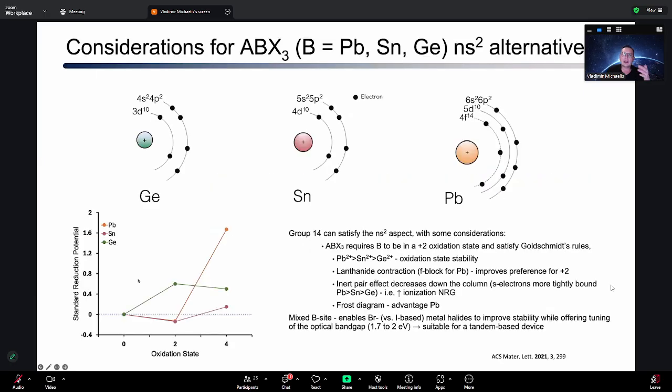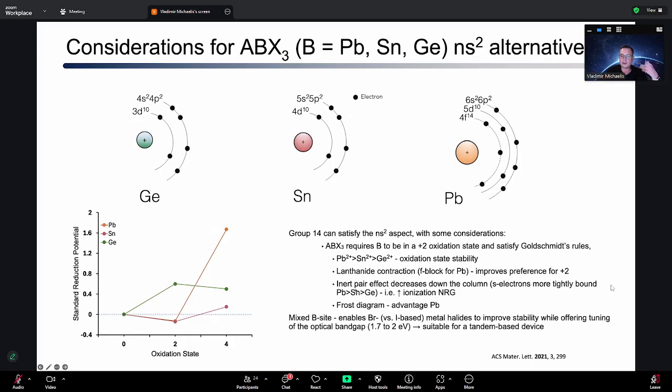If we look at lead, tin, and germanium as an ns2 type system, you can tell quickly that you have these 3d and 4d orbitals, but lead is a little bit unique. You have the f orbitals as well, so you have this lanthanide contraction aspect from the f block. This improves the 2+ performance. Here's the Frost diagram. You can see an oxidation state of 2+ for lead here, and an oxidation state of 4+ here, so there's a preference to be in 2+. Whereas for tin and germanium, it's a little bit more even, so they have a propensity to oxidize quite readily overall.